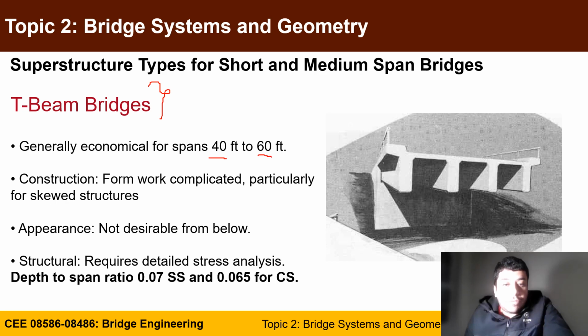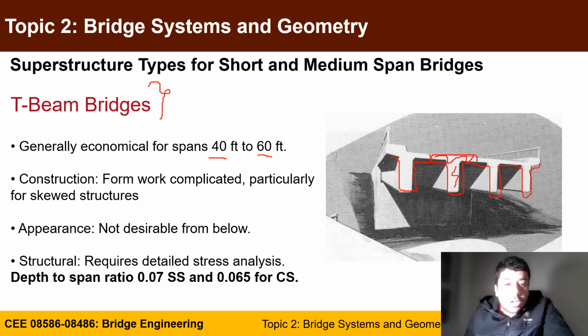The second type, which is T-beam bridges, is actually suitable for a span between 40 feet and 60 feet. You have to form a drop beam and you'll have a slab on top, and they act monolithically, they are cast monolithically. So it's called T-beam because if you take a section between the two spaces, it is actually a T-beam.